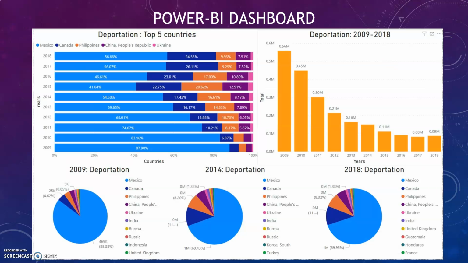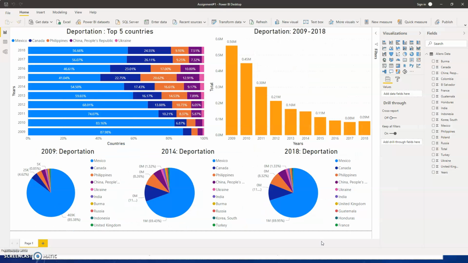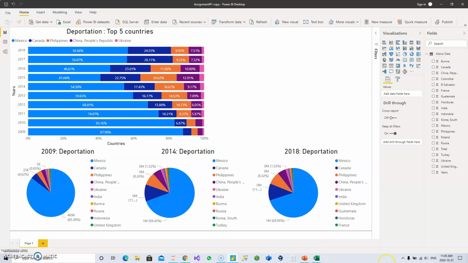Let's move to our next stage in Power BI dashboard. This is the dashboard that I have created. It looks like this. I have put a total of 5 graphs, which describe deportation of the top 5 countries, deportation countries in the top 3 major years of 2009, 2014, and 2018, as well as the overall scenario of deportation in 2018. Let's try to make one of the graphs here.